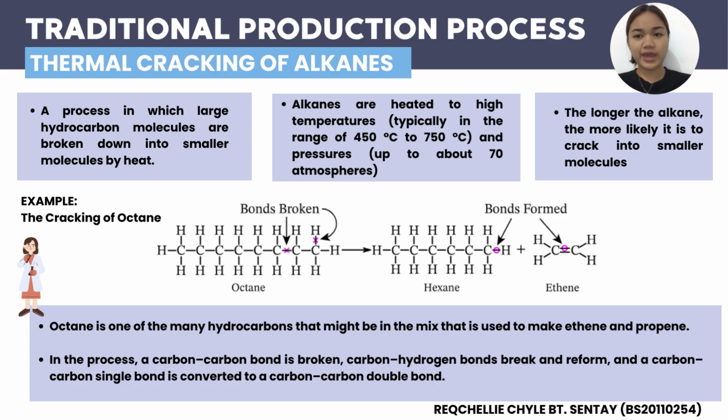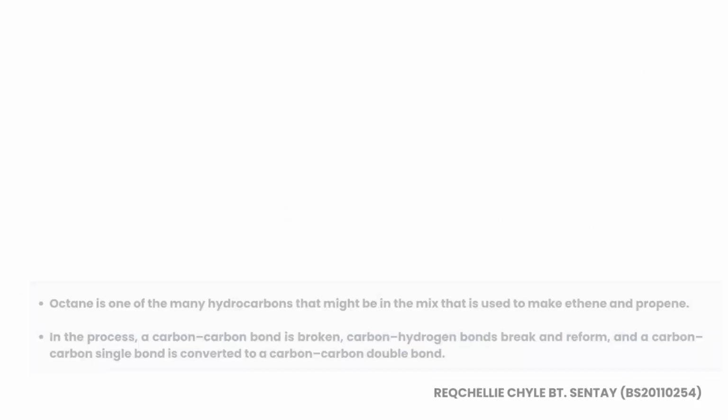Let's have a look at octane. Octane is one of the many hydrocarbons that might be in the mix that is used to make ethene and propene. When the carbon-carbon bonds in octane break, the carbon atoms in the molecule are left with unpaired electrons. These unpaired electrons can then react with other carbon atoms or hydrogen atoms to form new bonds. This is why carbon-hydrogen bonds in octane also break and reform during the cracking process.